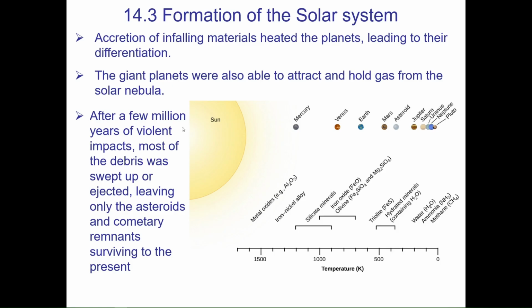So therefore, there is a period of violent impact. And the violent impact may result in Mercury having part of its mantle and crust stripped away by the big impact, as well as the Moon. And if you remember, we talked about the Earth-Moon system.